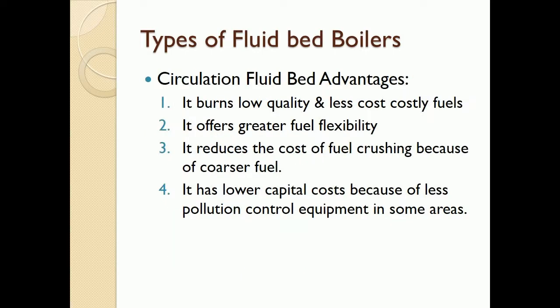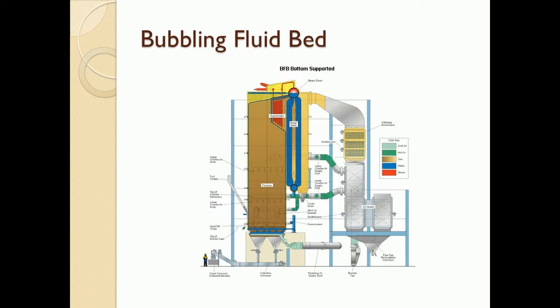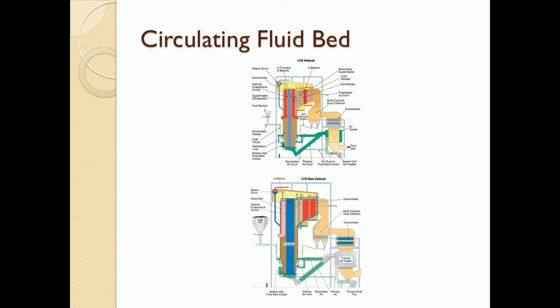Types of fluid bed boilers. Circulating fluid bed advantages. It burns low quality and less costly fuels. It offers greater fuel flexibility. It reduces the cost of fuel crushing because of coarser fuel. And it has lower capital costs because of less pollution control equipment in some areas. Here is a bubbling fluid bed boiler. And here is a circulating fluid bed boiler.